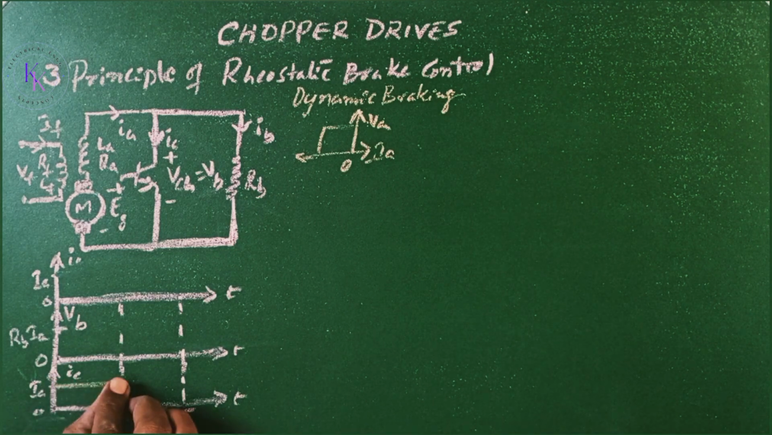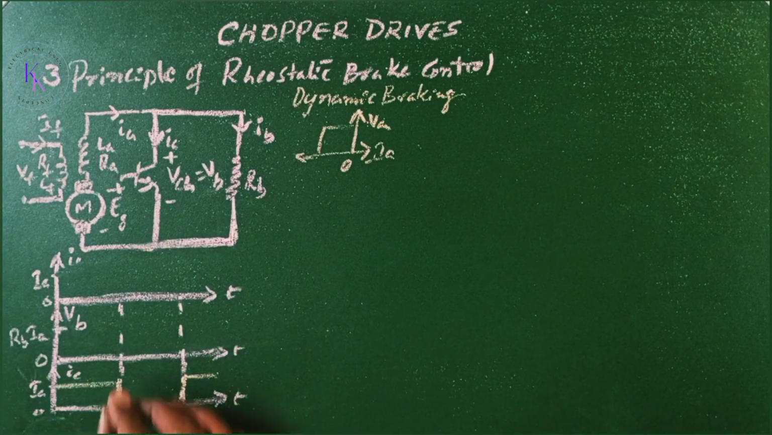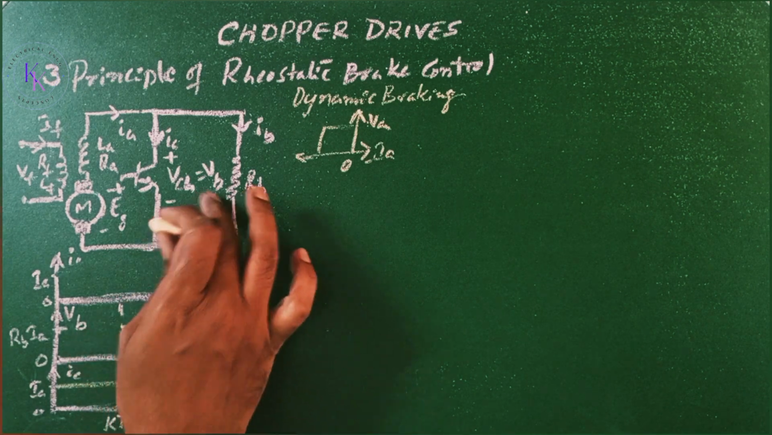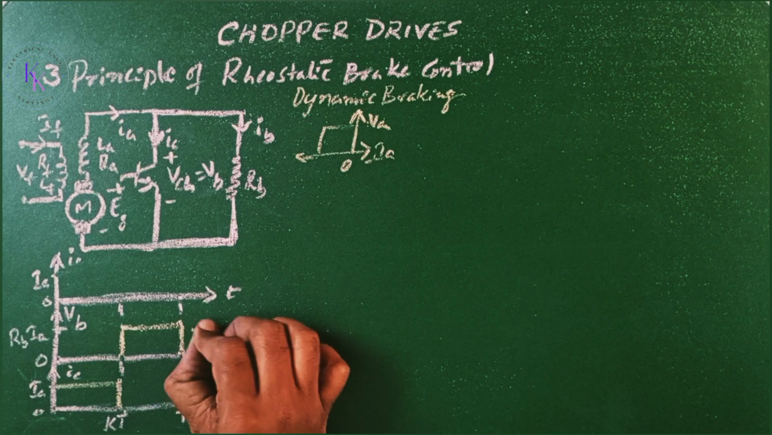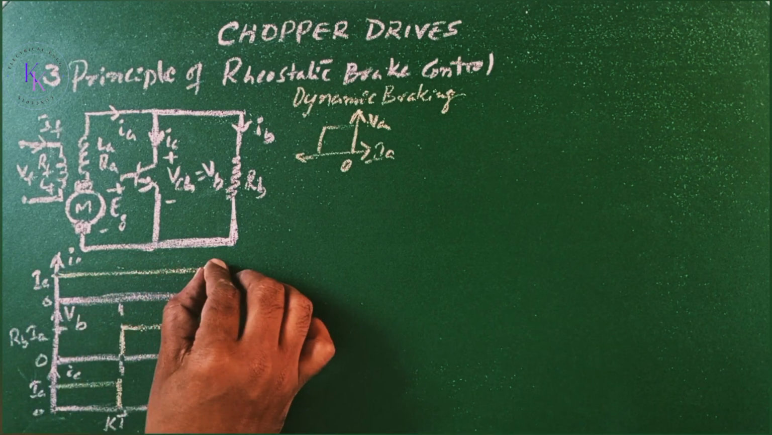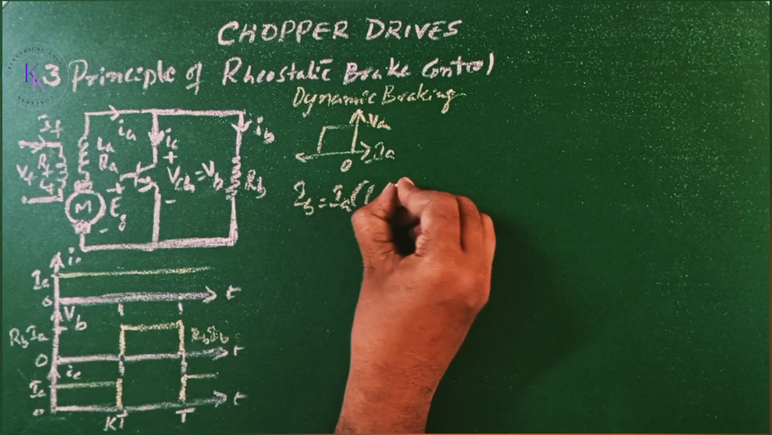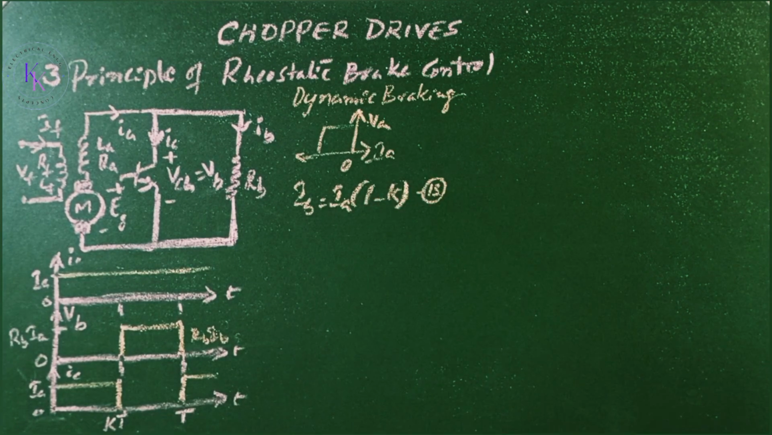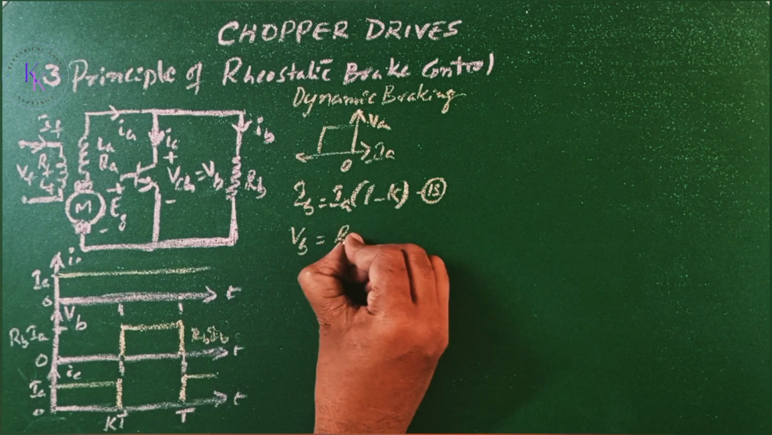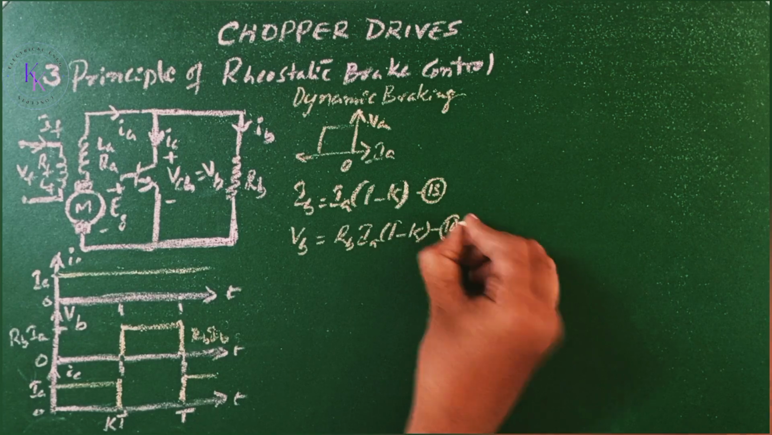When the CH is on, the current will flow through the CH. The voltage appears across the CH when CH is off, which equals the voltage VB, that is nothing but RB IB, and the current through the motor is continuous as it is highly inductive. The average current of the braking resistor IB equals IA (1 minus K). Let this be equation number 13. The average voltage across the braking resistor VB equals RB IA (1 minus K). Let this be equation number 14.